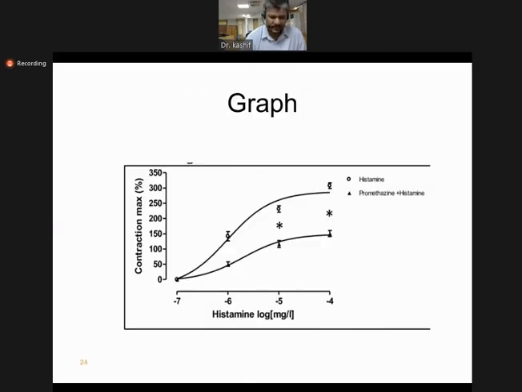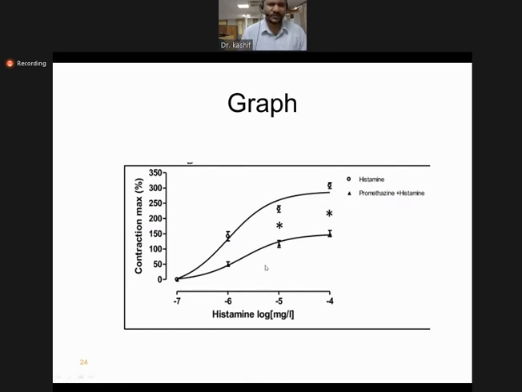This is one example. I have shown you an example. You can see the histamine is on the horizontal axis. These are the different concentrations of the histamine. This is the contraction, and you can see here we are giving the example of promethazine. Promethazine, when used with the histamine, you can see this is the circular part, which shows the histamine, and this is the triangular part that shows the promethazine.